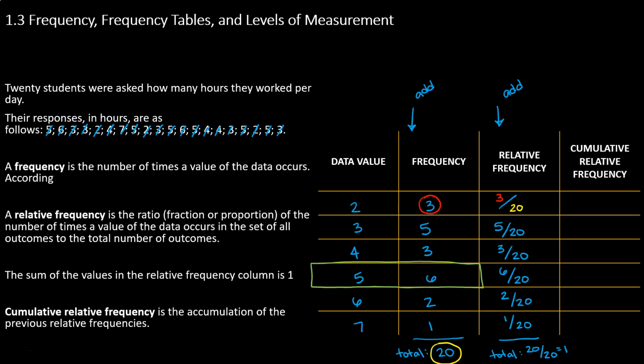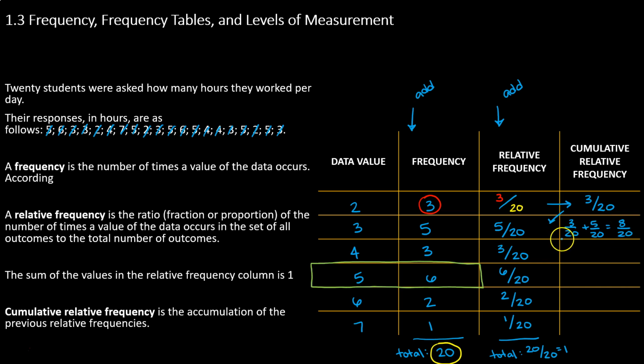We'll call it cumulative relative frequency, and we're just going to list out the sums of the relative frequencies as we move down the list. Now, for data value 2, there's nothing to combine that relative frequency with, so we copy that one over. That one gets copied straight over. And as we move down, we're just going to pick up an additional relative frequency. So I'll take my 3 over 20 and add it to the next relative frequency, which is 5 over 20. So we'll do 3 over 20 plus 5 over 20. That will give us 8 over 20. That's the cumulative relative frequency for the data value 3.